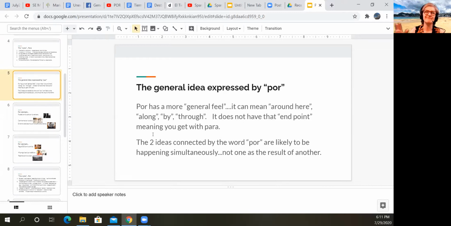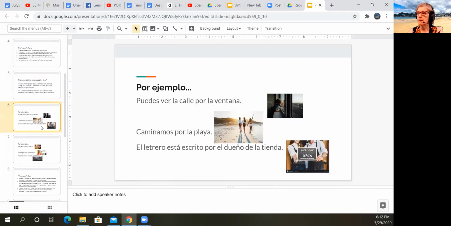Whereas por is a less definite, not an endpoint kind of thing. If you've got por in the middle of a sentence, activity going on, something else after the word por, they're probably happening kind of simultaneously, or often. We're going to say often because nothing is ever 100%. They're often happening at the same time, okay? Bien, y vamos a practicar un poquito aquí. We're going to take a look.